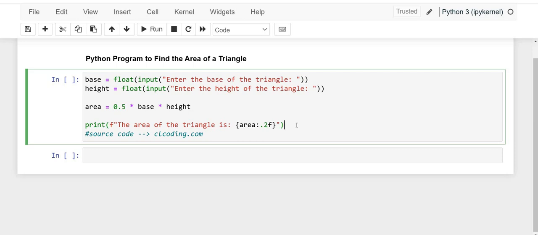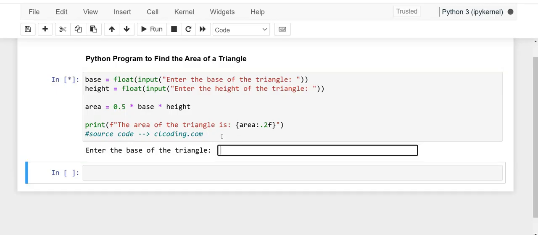Now in the last line, the print statement outputs the result. Here the f-string statement is used for formatting, with area :.2f. This ensures the area is displayed with two decimal places for better readability.